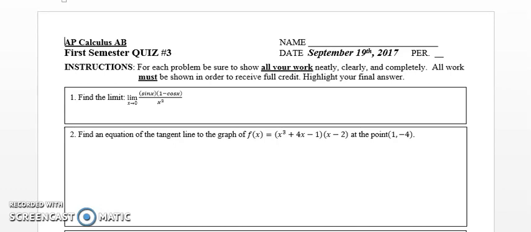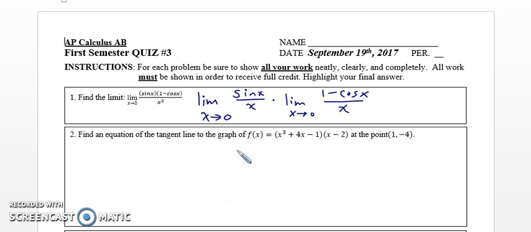I want to quickly go over quiz number 3. For problem number 1, we have the limit of sine x times 1 minus cosine x over x squared as x approaches 0. This problem wasn't too bad if you just split the denominator x squared as x times x and wrote sine x over x times 1 minus cosine x over x.